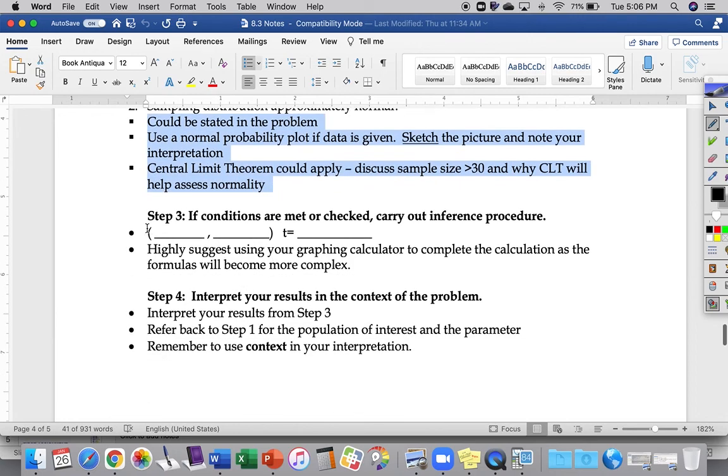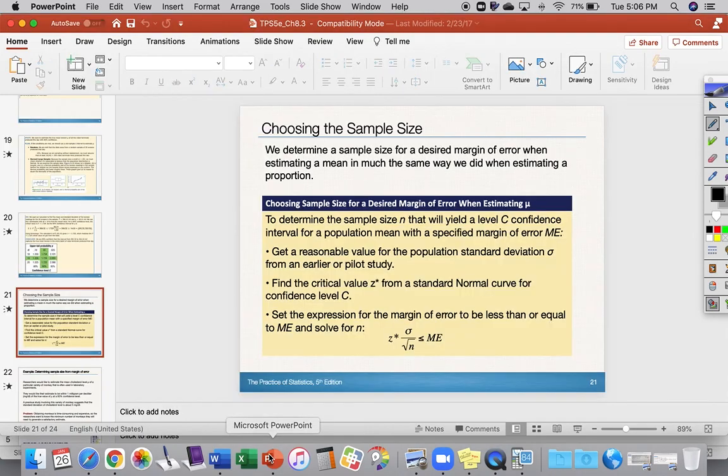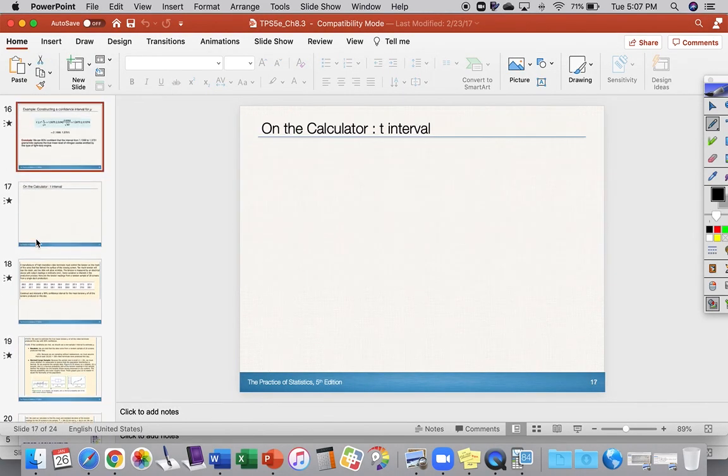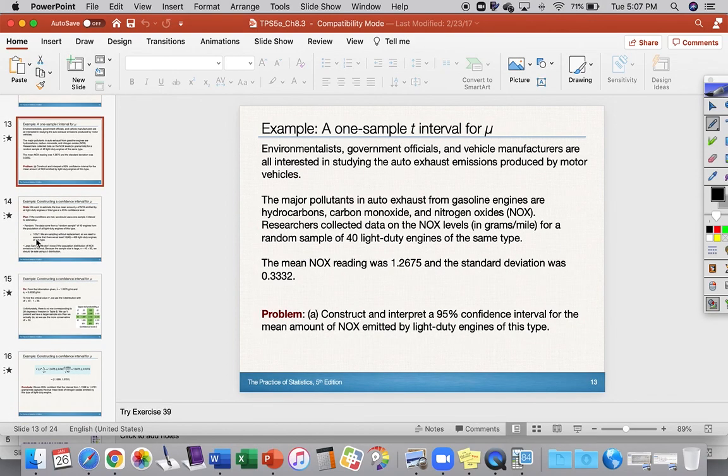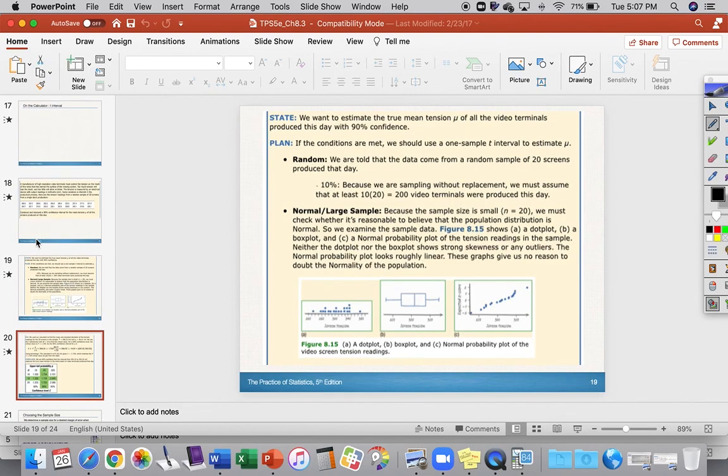The do step, this is it. I wasn't lying. T equals, degrees of freedom equals, DF equals, and then the confidence interval. And step 4, conclude, proper conclusion. Okay? That's how you do these confidence intervals. We did it once with summary data. We did it once with raw data. You're going to see both of them live and in action.